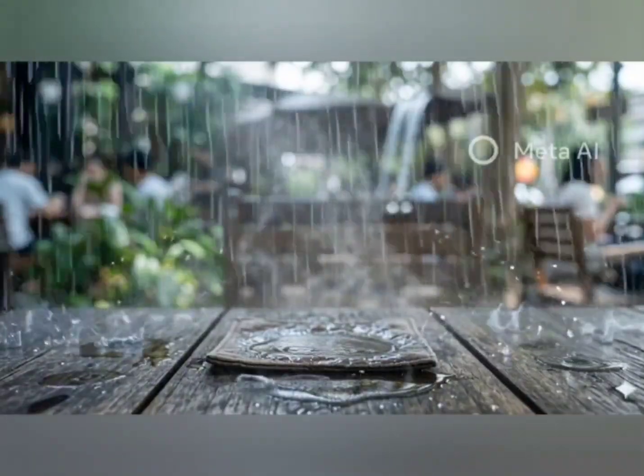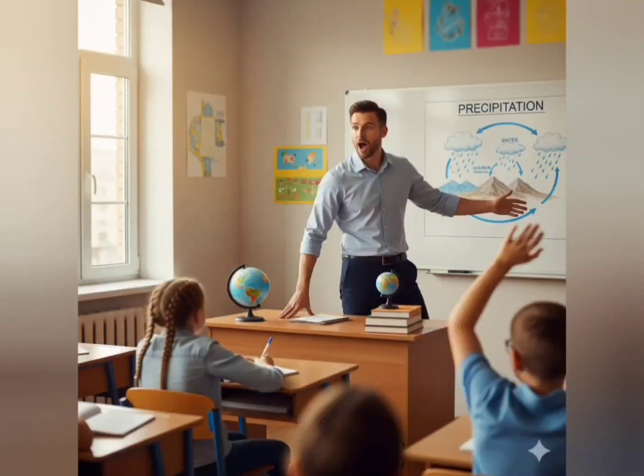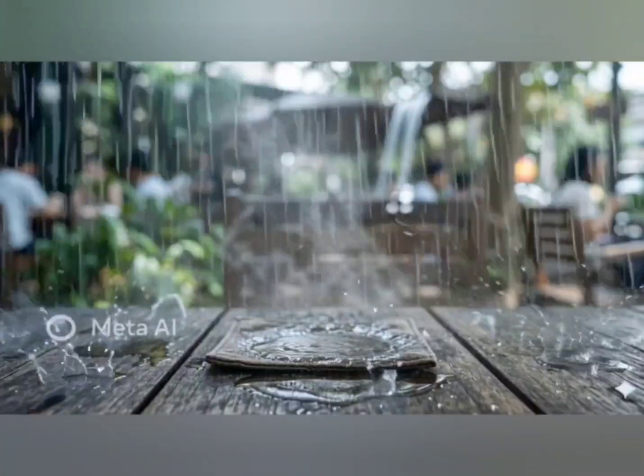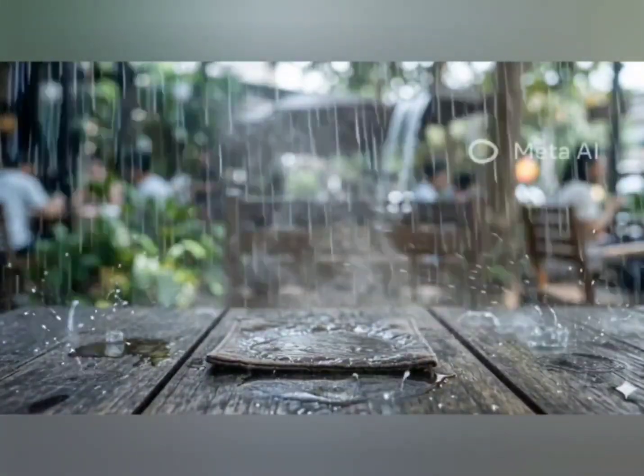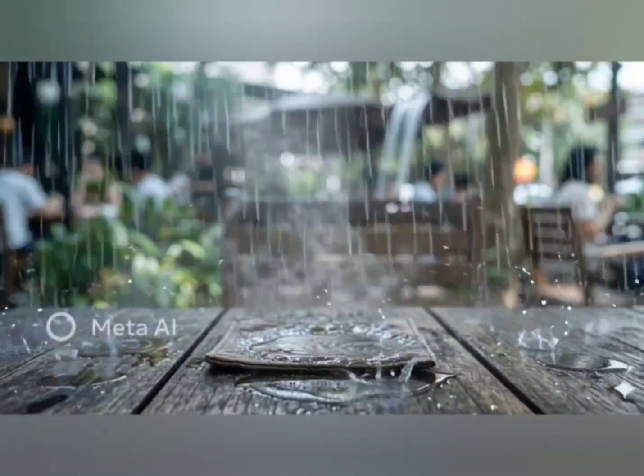Precipitation is the process by which water falls from the atmosphere back to Earth's surface. Here's a breakdown. What is precipitation? When water vapor condenses in clouds and the water droplets become heavy enough, gravity pulls them down to Earth. This falling water is called precipitation.